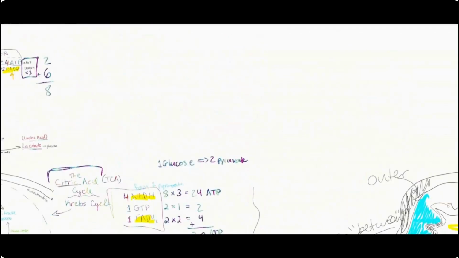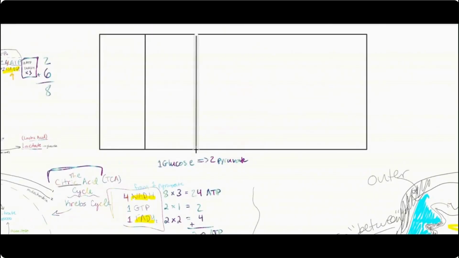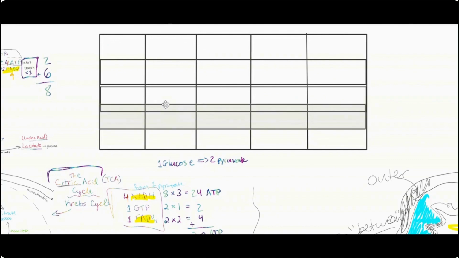Now over here, I'm going to draw out a table for us, and we're going to fill in this table together to summarize everything that we've gone over so far in this procedure of glycolysis and the Krebs cycle and oxidative phosphorylation, including the electron transport chain.